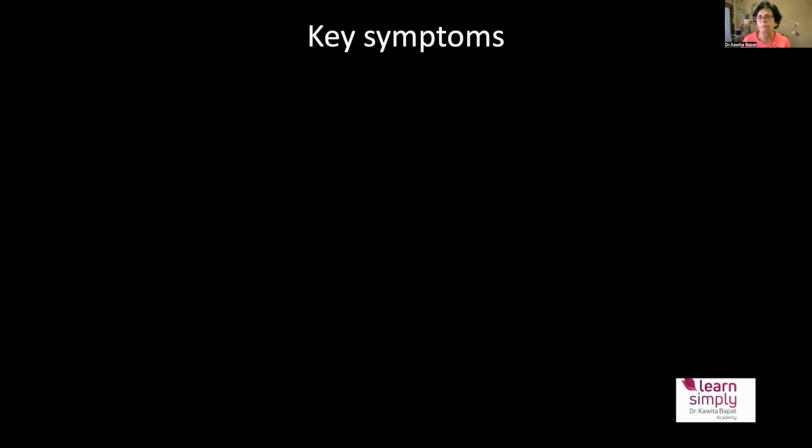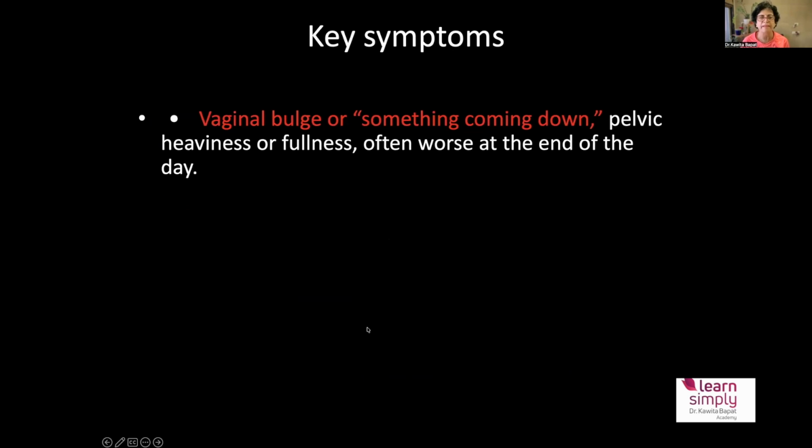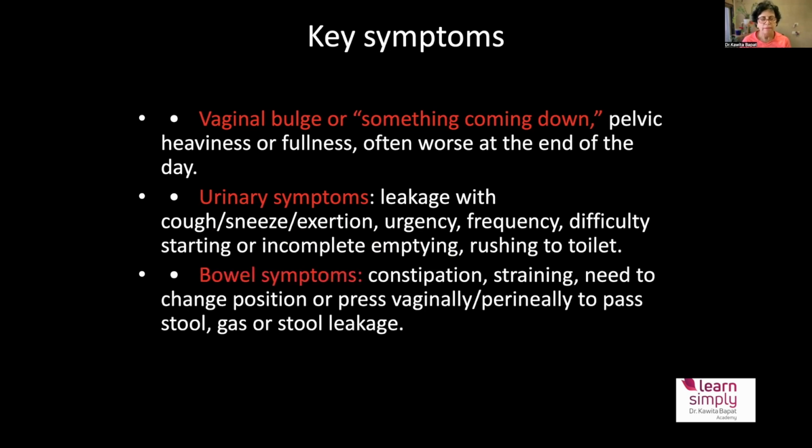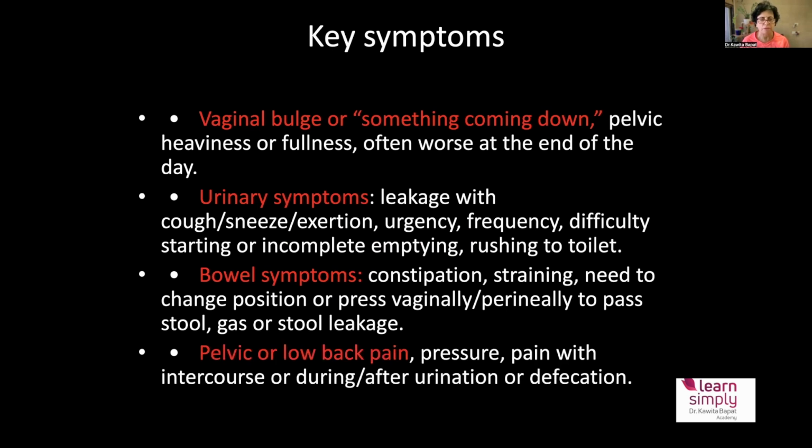Now, when we talk about pelvic floor disorders, we should know what the key symptoms are. First is a vaginal bulge or something coming down. Pelvic heaviness, fullness, often worse at the end of the day. Then urinary symptoms: leakage with cough, sneeze, exertion, urgency, frequency, difficulty in starting or incomplete emptying, and rushing to the toilet. Then bowel symptoms are constipation, straining, need to change position, or press vaginally or perineally to pass the stool, gas, or stool leakage.